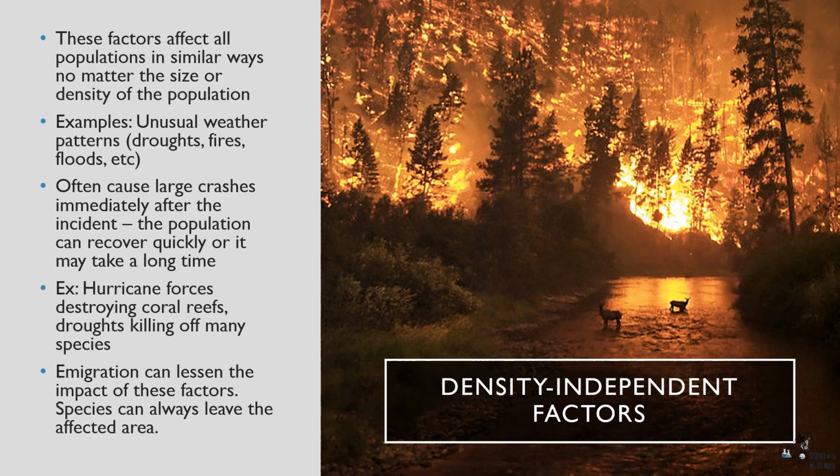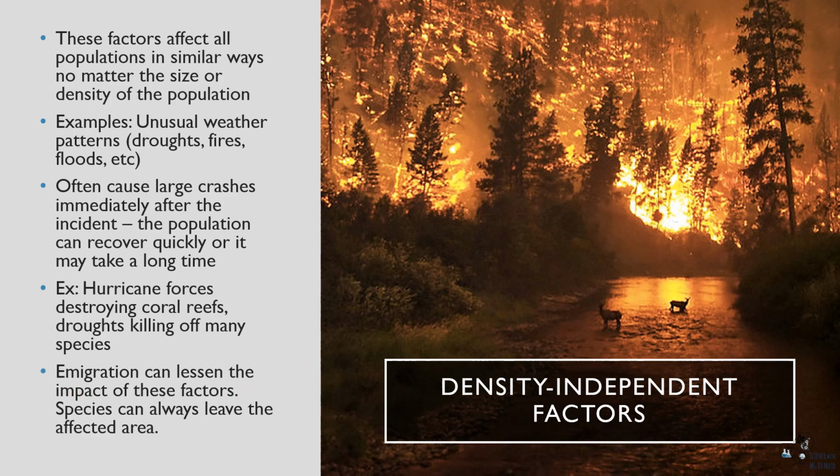They often cause a large crash immediately after, thinking of a forest fire. There's a huge crash in the plant populations. So there's no food for the herbivores, so they all have to move out or die. So then there's no food for the predators, so they all have to move out or die. So after these events, you have very little life around, and it takes a while for that population and that ecosystem to recover. So examples are like hurricanes destroying coral reefs, or droughts killing off species, etc.